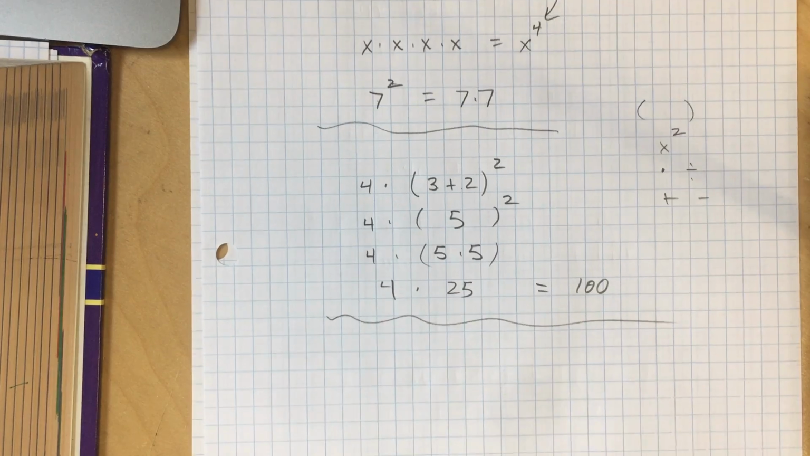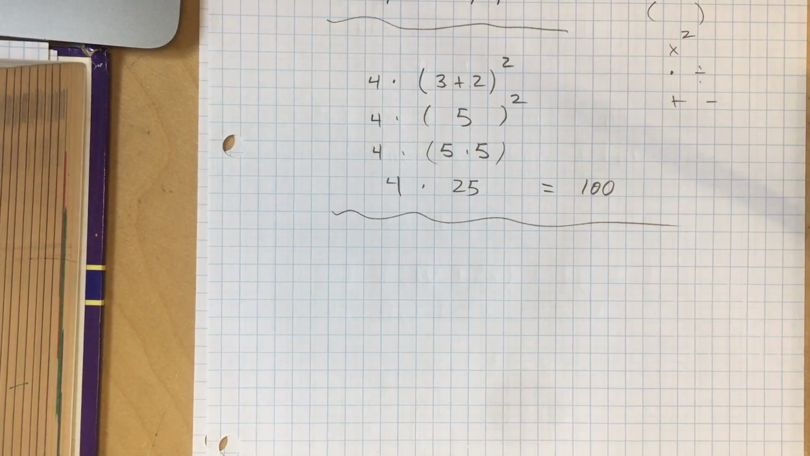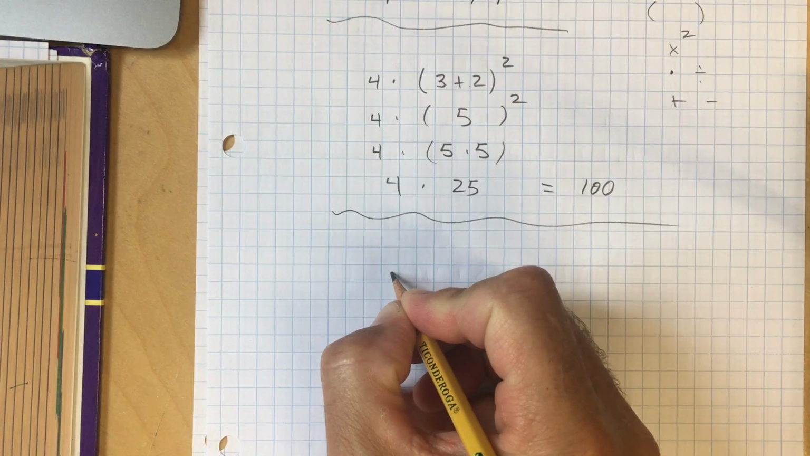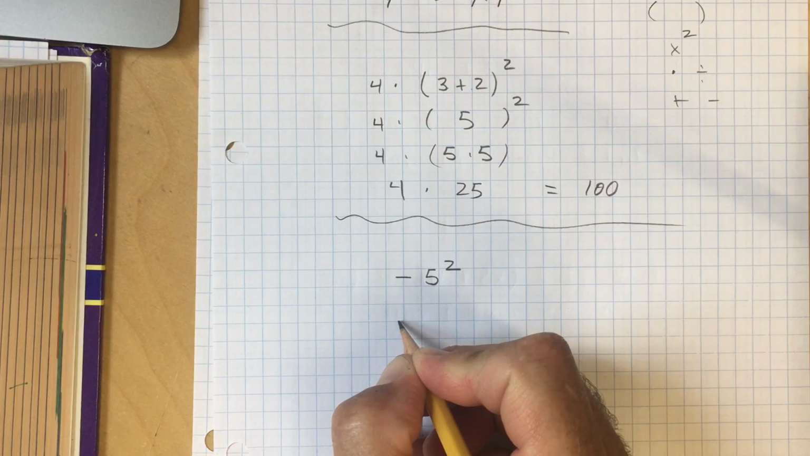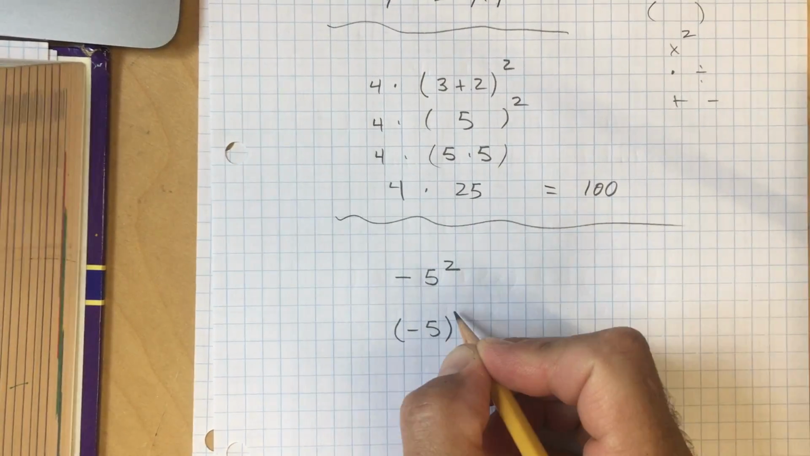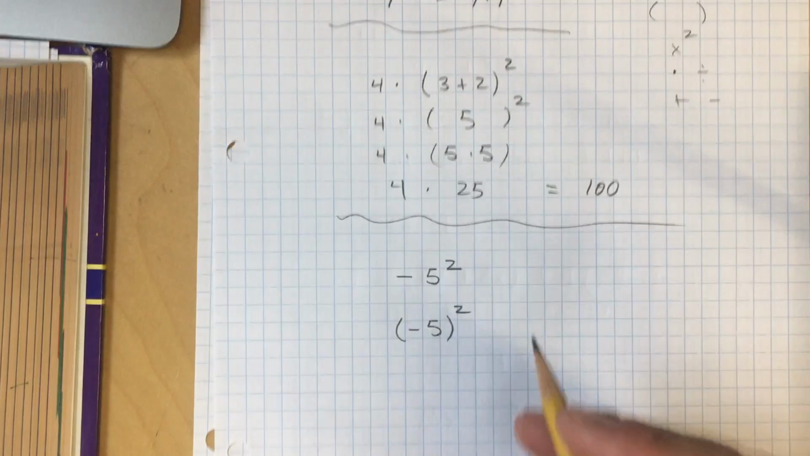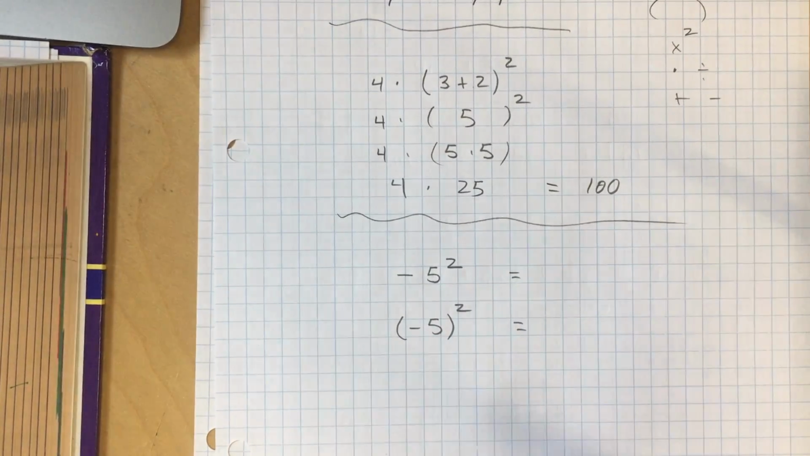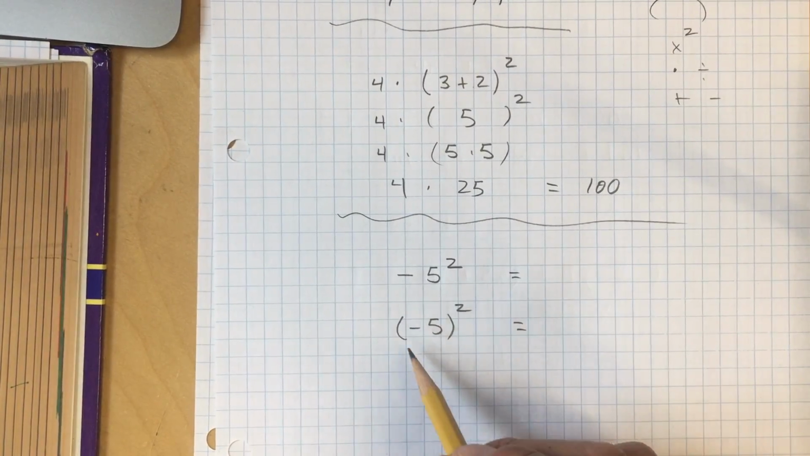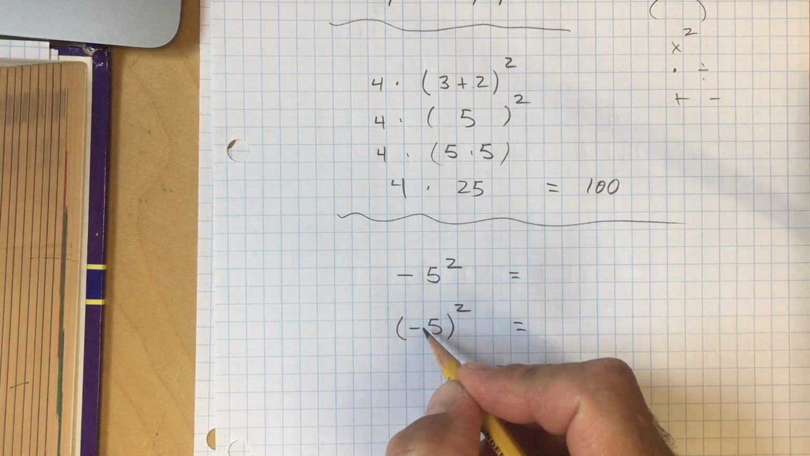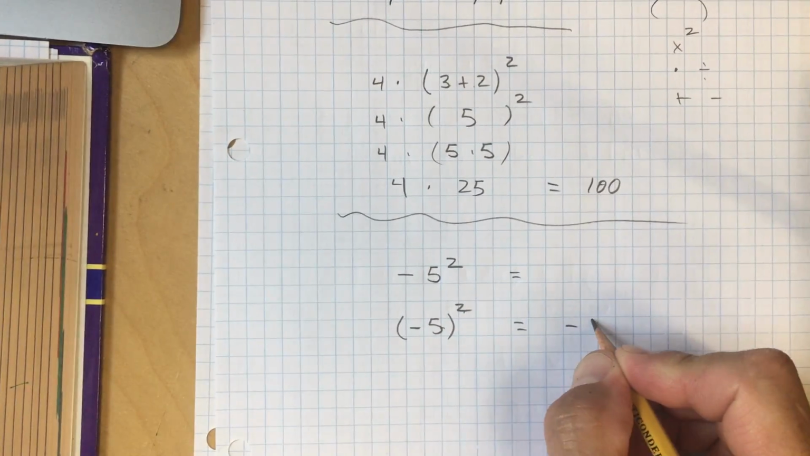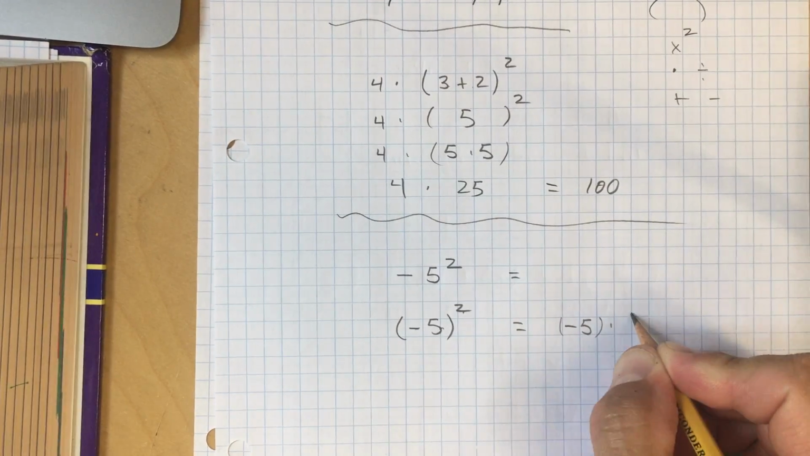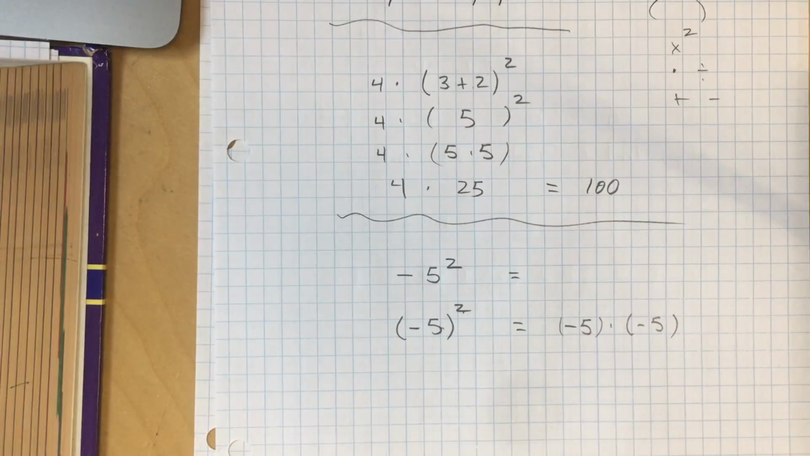Now, the most complicated thing with exponents is what do you do with negative numbers? Let's say that you have negative 5 squared and you have parentheses negative 5 squared. Well, these are two completely different things. Now, inside the parentheses is actually easier because we're going to take this negative 5 inside the parentheses twice. So this is negative 5 times negative 5.